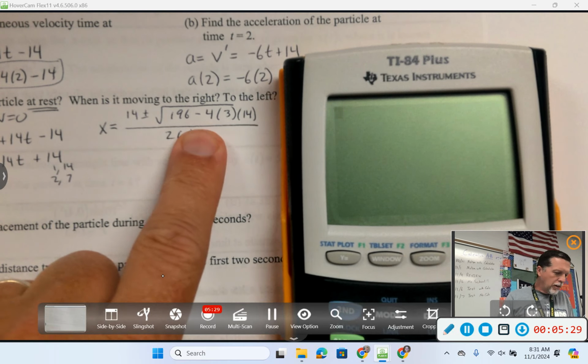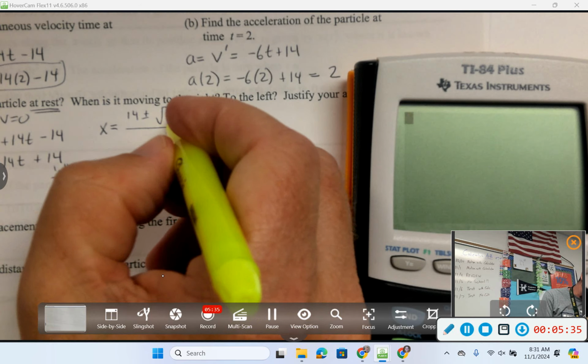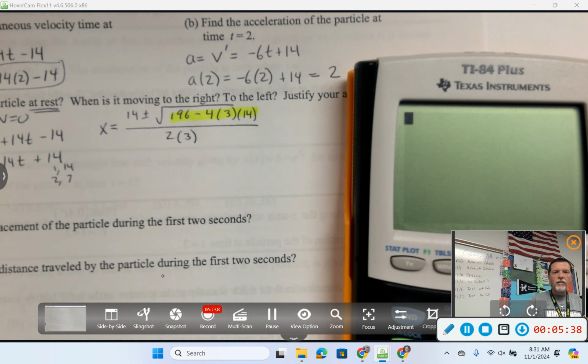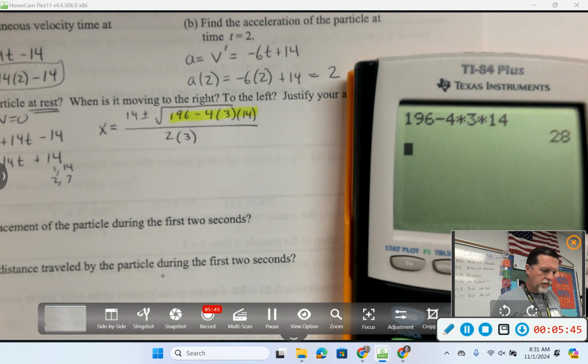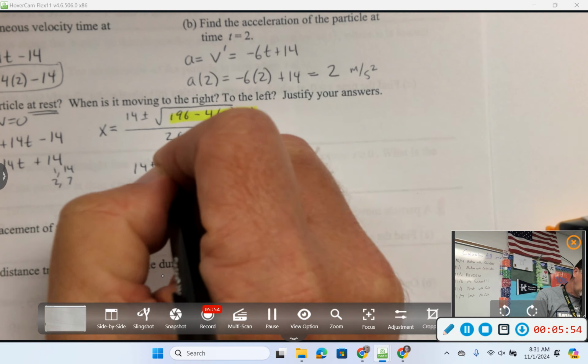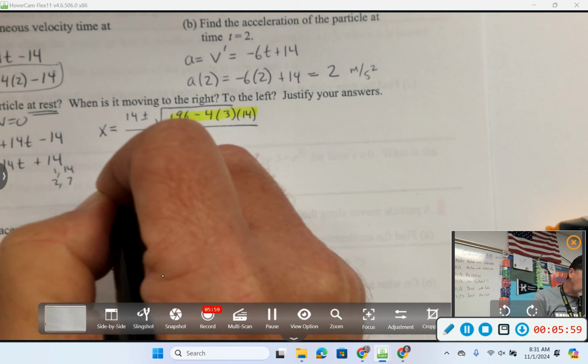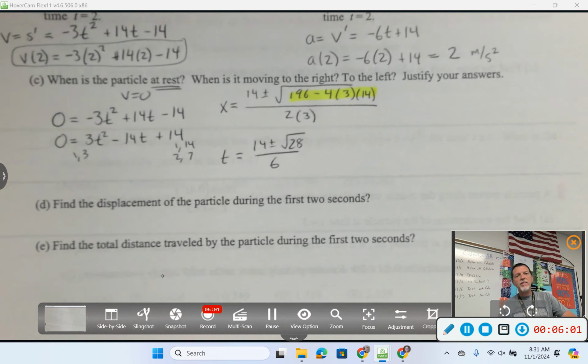I would probably check the discriminant first, because if that's negative, then this was definitely not going to work. So let's figure out what that is. 196 minus 4 times 3 times 14 is 28. If that's positive, that means I'm going to get 2 real answers. So 14 plus or minus square root 28 over 6. Oh, I said x equals. I should probably switch that to t to be more precise.